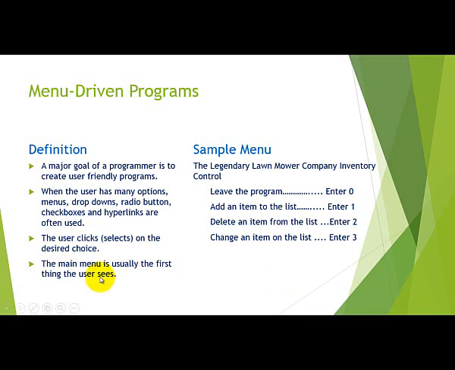For us, we're going to use a menu-driven program. So for example, we're looking for the inventory. So the options are: leave the program, the user will enter 0. Add an item to the list, enter 1. Delete an item, the user would enter 2. So this way the user doesn't have to enter all this information. Remember, users will make mistakes. So you want to make sure that you give them an easy way to enter the information. The best way to do that is to use a menu to accomplish this type of thing.